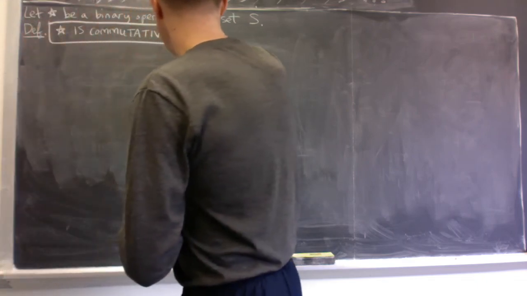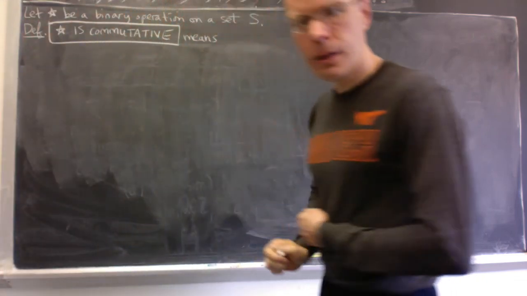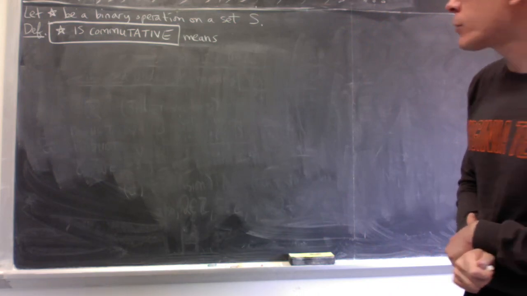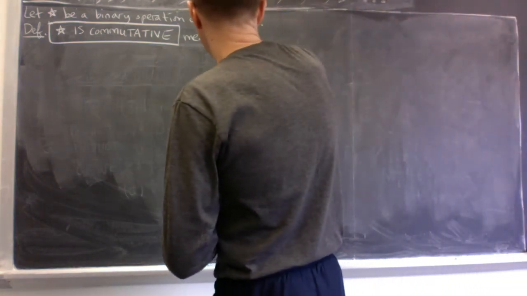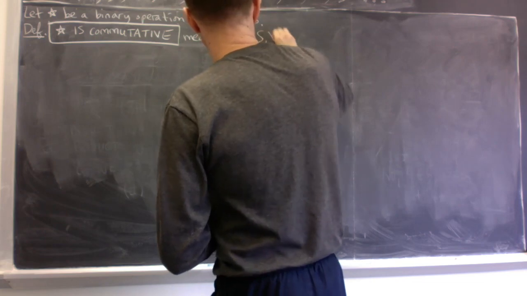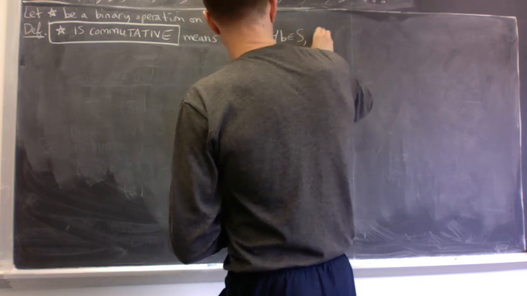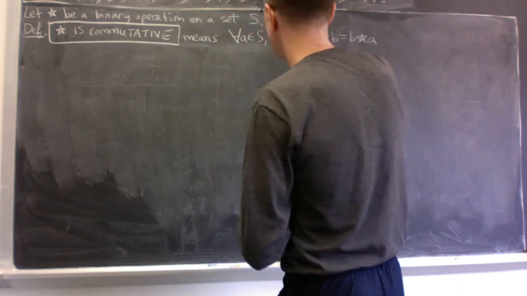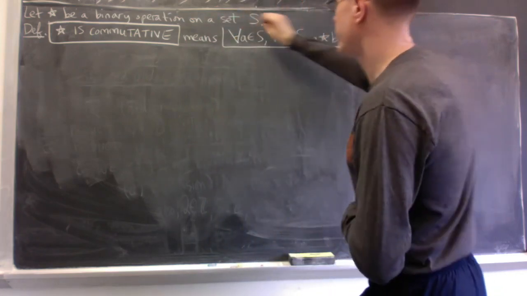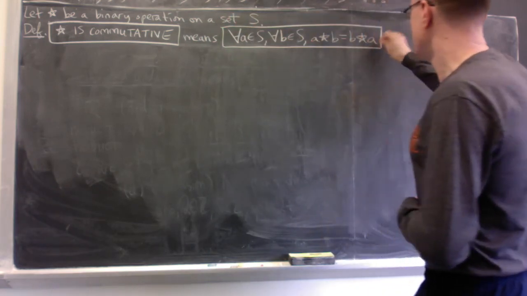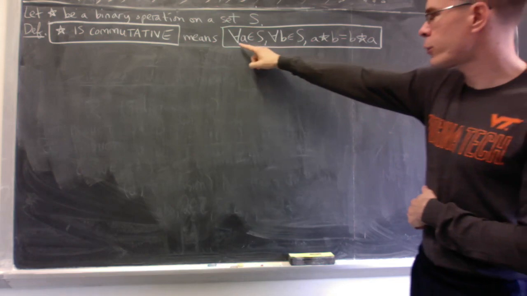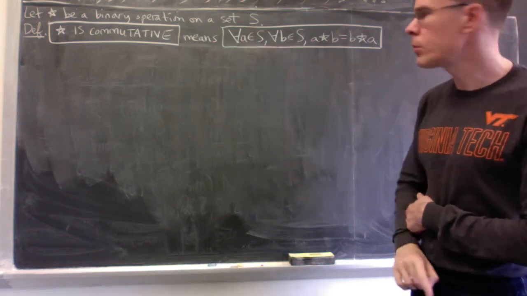What does that mean? It means that for all A in S and for all B in S, A star B is always equal to B star A. So you can change the order of the inputs, and you always get the same result. Okay. Again, using my universal quantifiers here, for all.